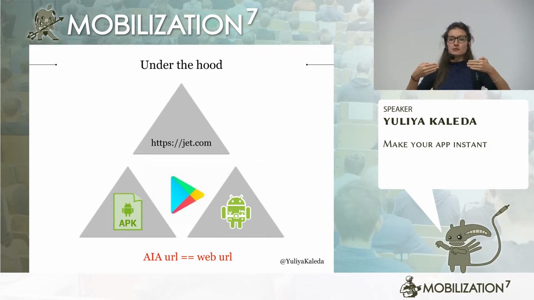So if the device supports Instant Apps, the user will land on an Instant App experience, right? But if the device is old enough that the API level is not 23 or above, then the user will fall back to your mobile web application. So please keep it in mind when you start building your Instant Apps and creating URL addresses.